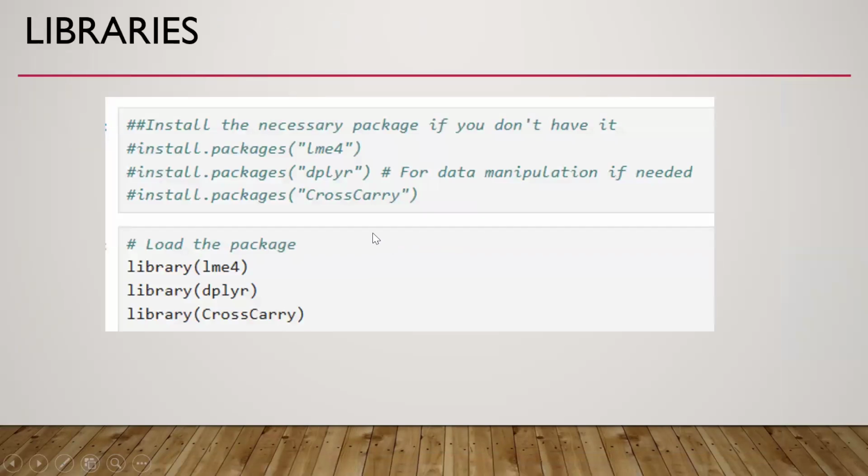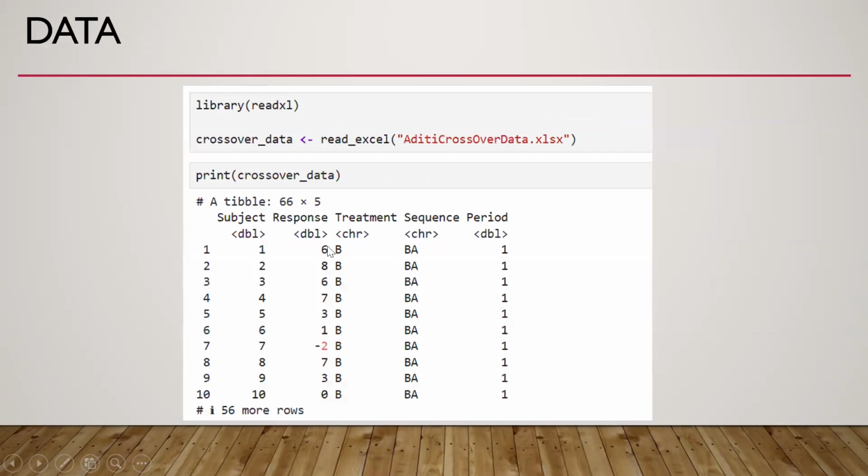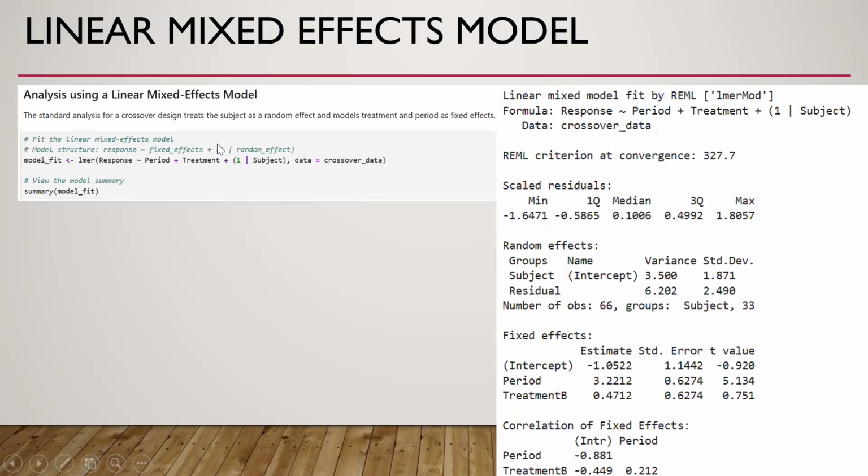So let us see an example in the case of a continuous outcome. This is using the R code. These are the R libraries which we will use. This is how our data is arranged. We have subject, response, treatment, sequence, and period. The response is the outcome variable, and these are the subject numbers, and these are the sequences. So this is how we calculate.